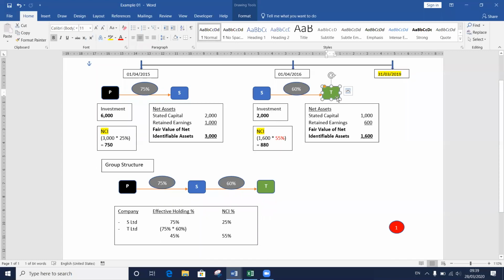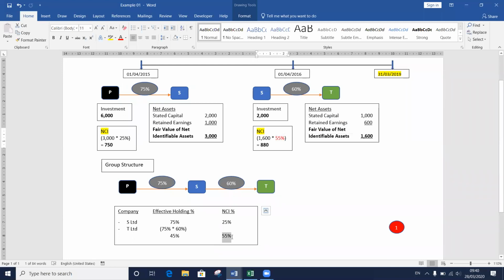On the acquisition date, the total net assets of company T is worth 1600. S has acquired 60% of T, so NCI is not 140. NCI 140 would be for S, but we account assuming we are P.